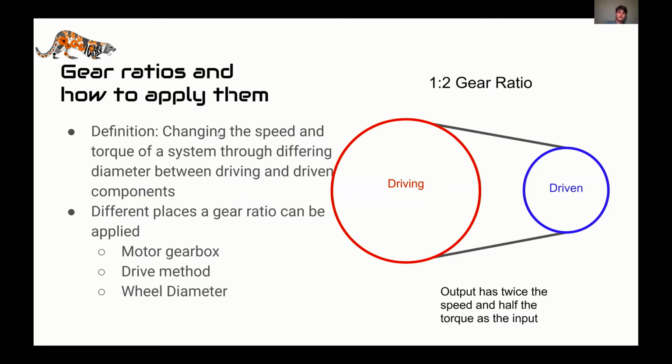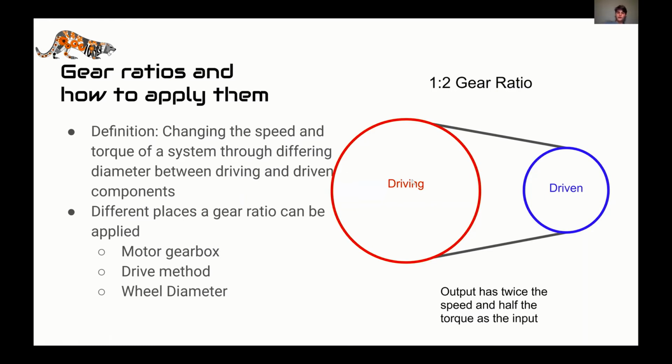So the definition of it is changing the speed and torque of a system through differing diameters between driving and driven components. For example, driving component may be your motor and your driven component may be your wheel. Some ways that you can change your gear ratio is a motor gearbox, the drive method, which we're going to talk about in a little bit, or even the diameter of your wheels as they touch the ground, which is one that gets overlooked a lot by people when they're making drivetrains or other mechanisms.